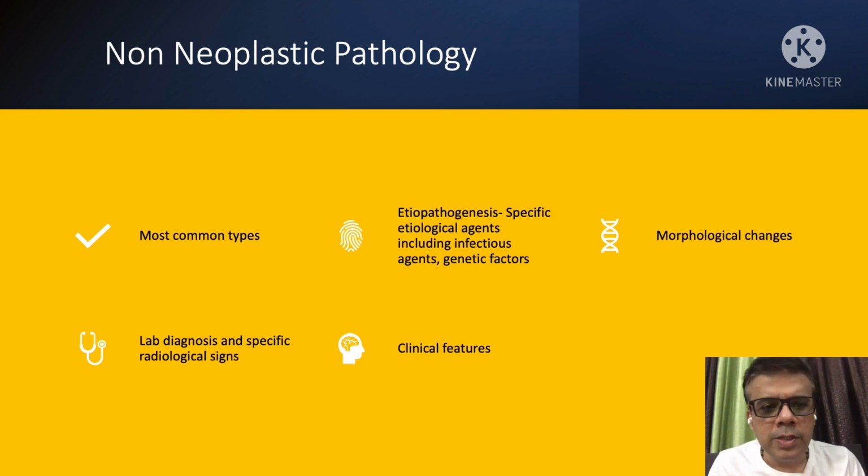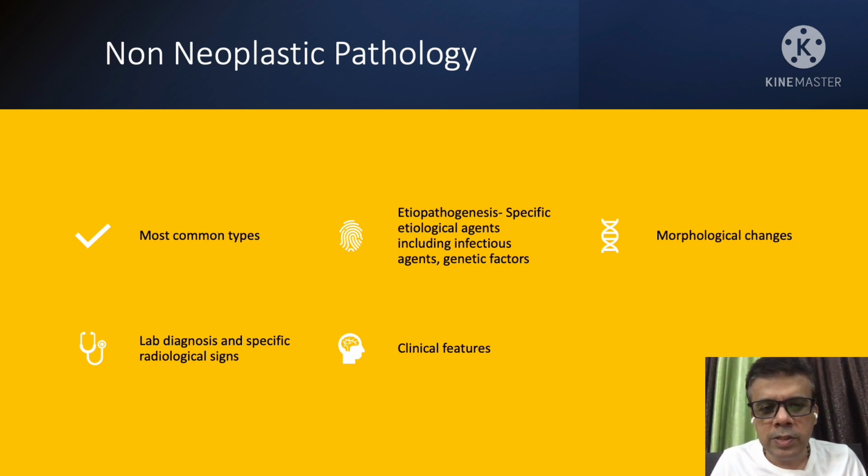Non-neoplastic pathology of each of the systems. Again, the most common type of lesion may be asked, like in emphysema: what are the common types, what is the common type in smokers, and what is the common type in non-smokers? That may be asked. Etiopathogenesis, whether environmental or infectious agents, may be asked. So what are the different types of pneumonias, and what are the pneumonias in different conditions? That may be asked. Genetic factors are very important, and if any genetic factor is involved, that may be asked.